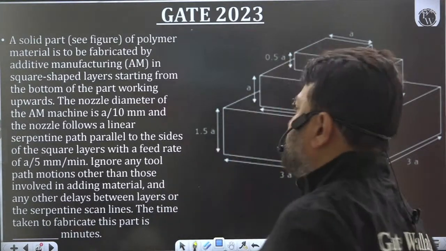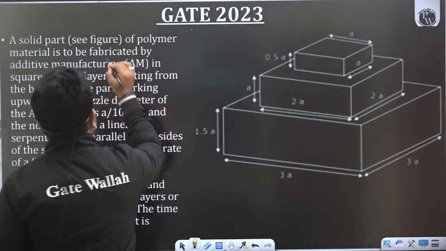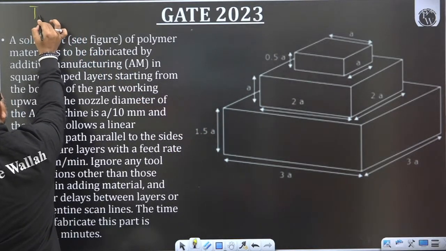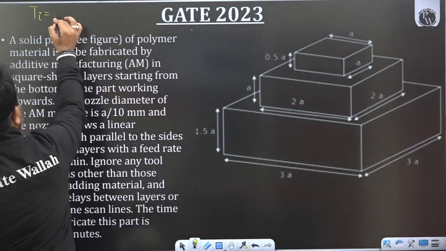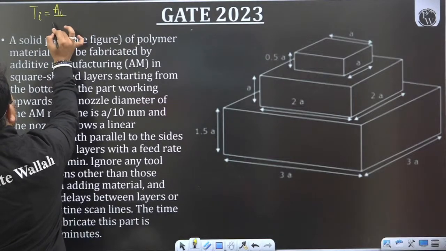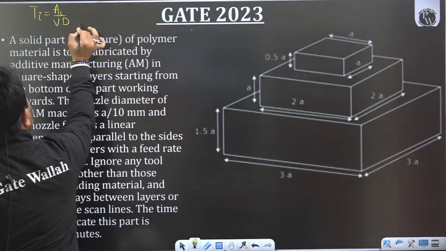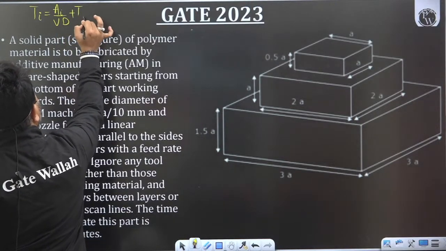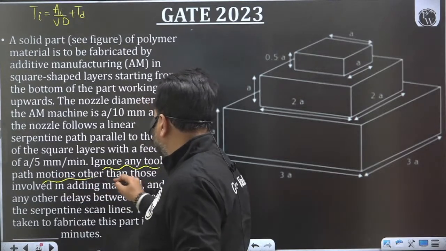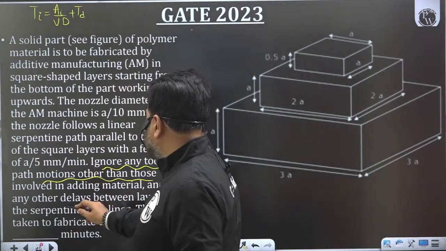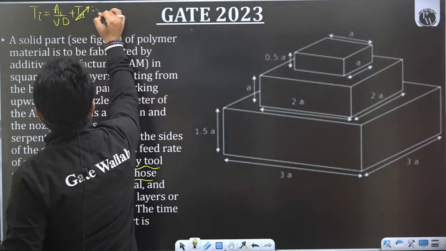I told you that the time required to produce one layer in additive manufacturing is the area of the ith layer divided by the velocity of the nozzle into the diameter of the nozzle, plus the repositioning time. In this question, any tool path motion other than those involved in adding material, and any delay between layers or separation of the line, is ignored. So here this is 0.